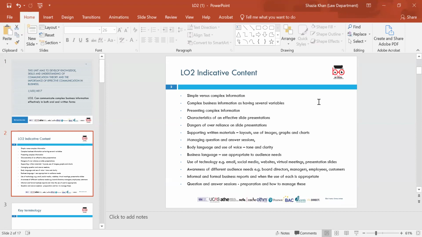We're looking at the characteristics of an effective slide presentation, dangers of over-reliance on slide presentations, so using too much, death by PowerPoint, supporting written materials, so layouts and the use of images and graphs, because some people understand through images and graphs, managing question and answer sessions, body language, and its use too. Body language is important.